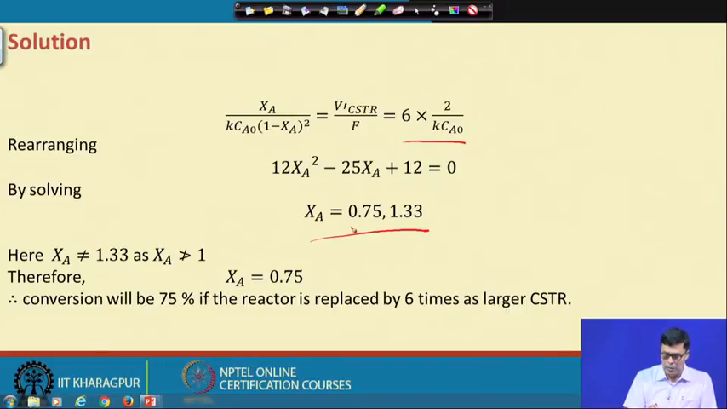We find two values: one is 0.75 and the other is 1.33. Now, conversion of more than 100% is not possible, so we take 75%. So X_A is 75%. Previously the conversion was 50%, and when we increase the volume 6 times, the conversion will be 75%. This is how we can solve this equation.